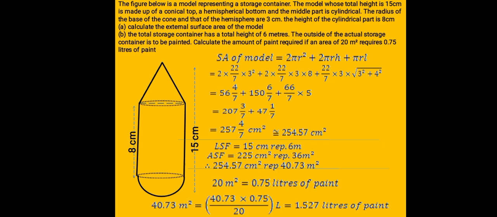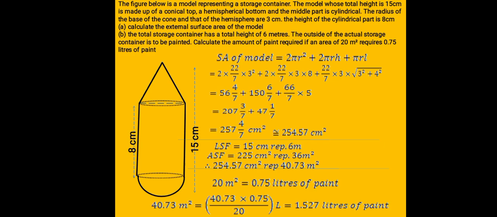Now we have the linear scale factor, 15 centimeter representing 6 meters, because our model has a height of 15 centimeter, and now the actual container has a height of 6 meters. So it means that 15 centimeter is representing that height of 6 meters. Now we have the area of our model.